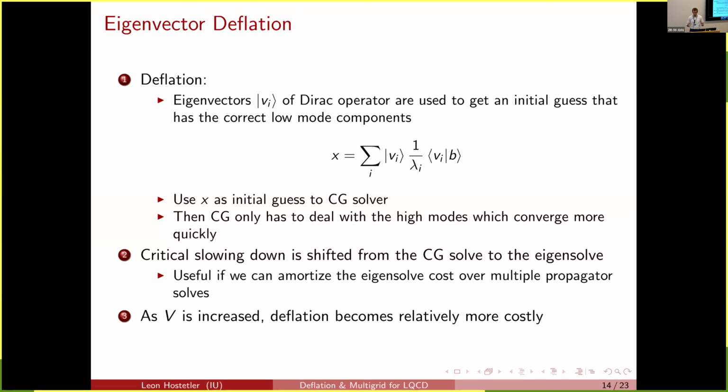This is fine if we have a workflow where we're doing a lot of solves per Dirac matrix. Nevertheless, eigenvector deflation will probably not be the long-term solution because as the volume increases, it becomes more and more costly.